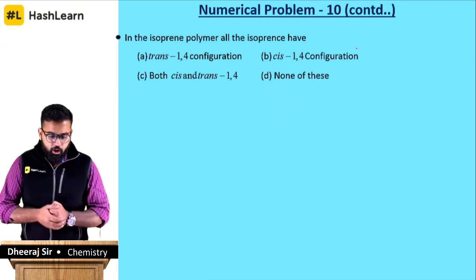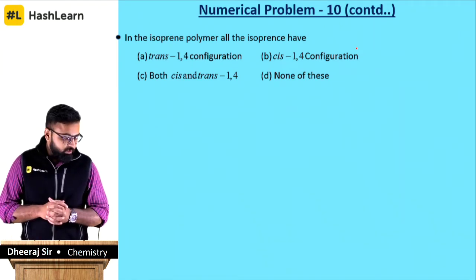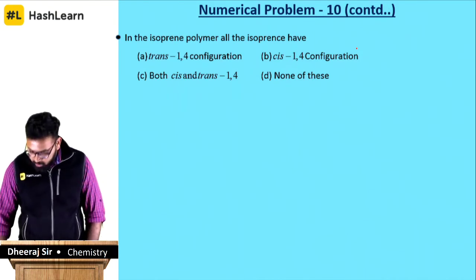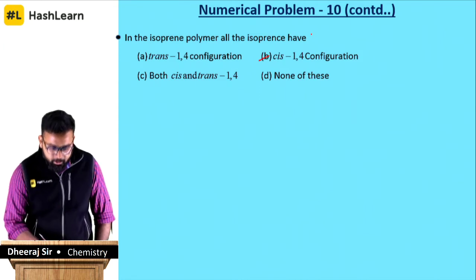In the isoprene polymer, all the isoprene units have trans 1,4, cis 1,4, both cis and trans, and none of these. So Sajid, Yogesh say it is B. Yes, guys, it is indeed B.